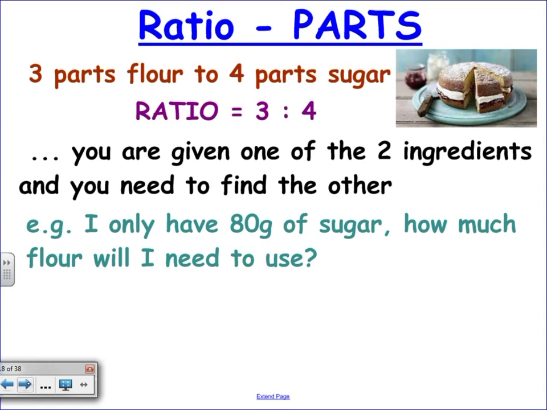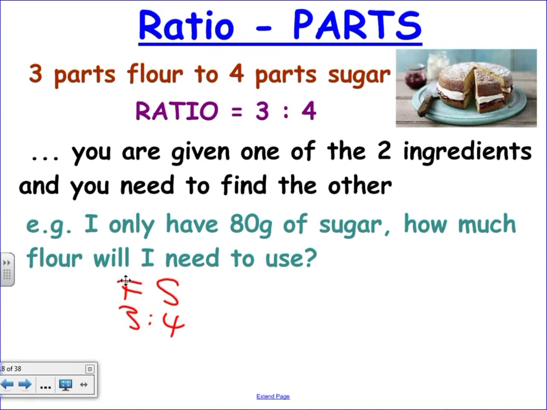Okay? So Pete's famous cake. I've got flour and I've got sugar in the ratio of 3 to 4. Can you see that? Yeah? 3 parts of flour to 4 parts sugar. It's not changed from the last time we baked the cake. But this time, we start off with our ratio.